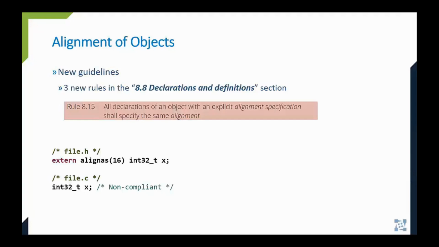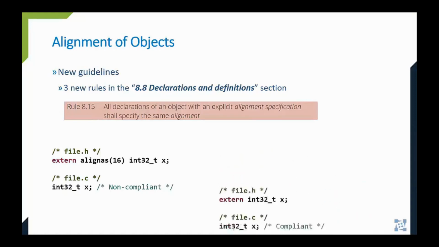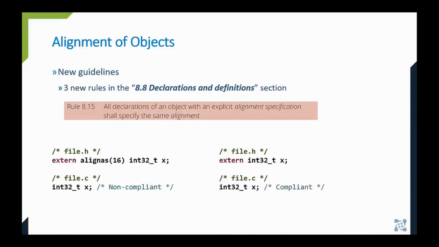The non-compliant code example shows 2 declarations of the same object, one with an explicit alignment specification and one without. To make the code compliant, the same alignment specification needs to be used in all declarations, or it needs to be consistently omitted in all cases.